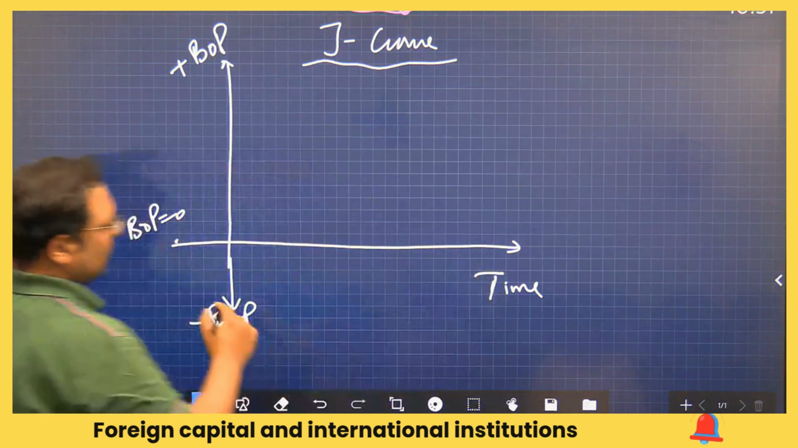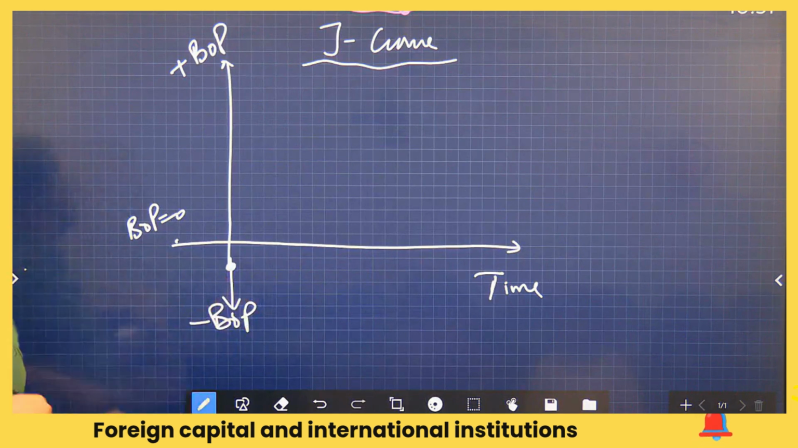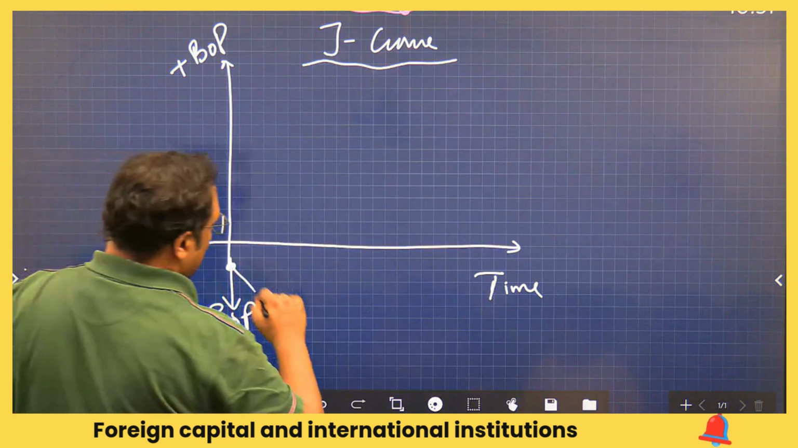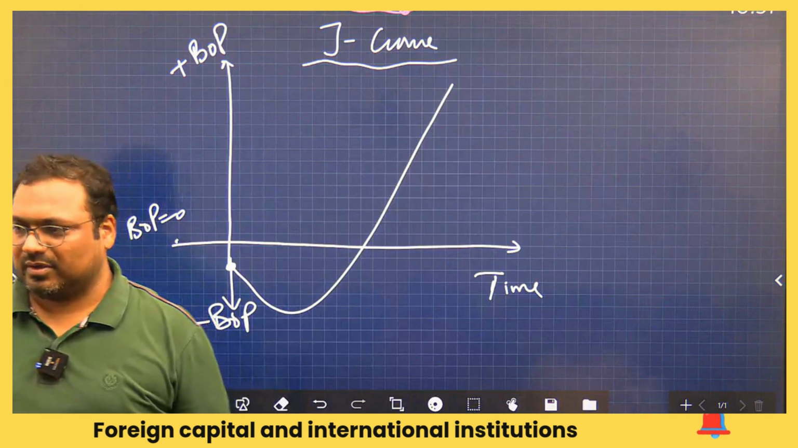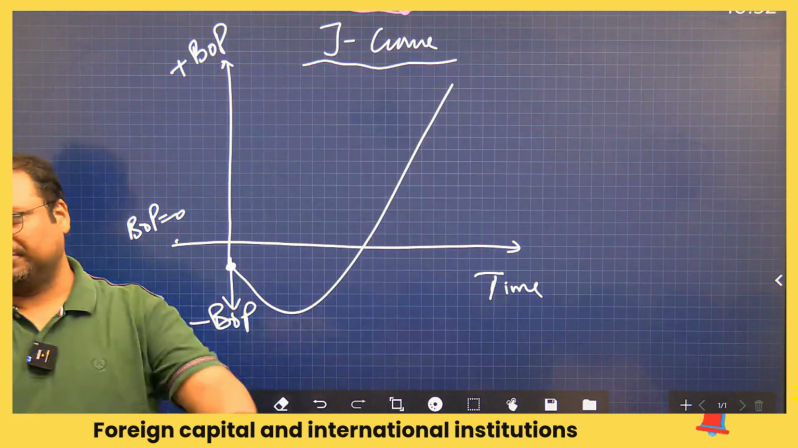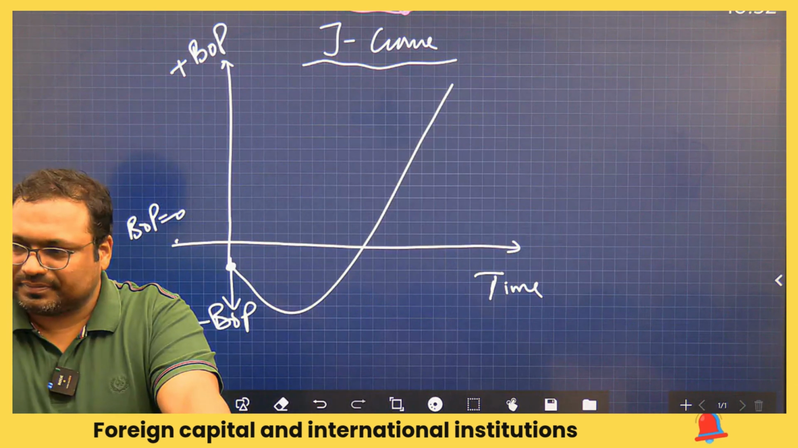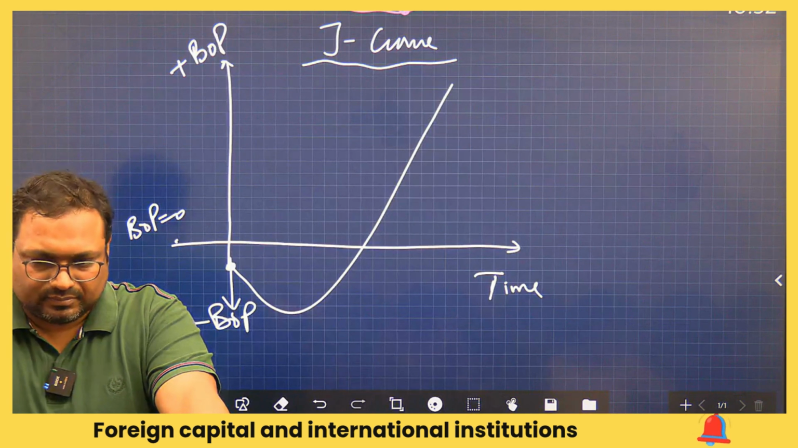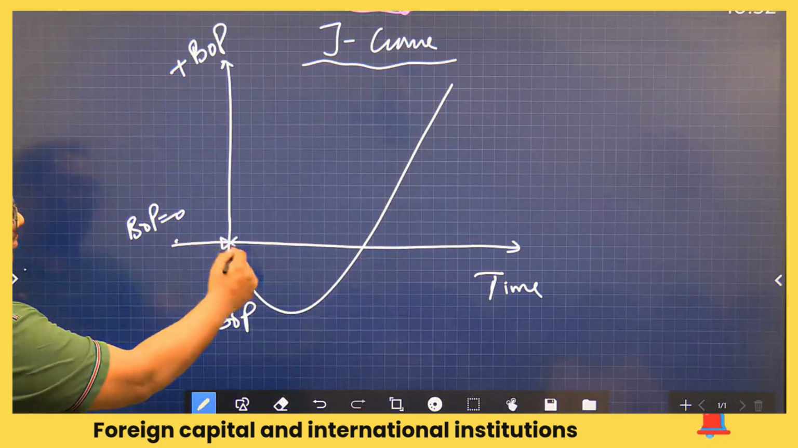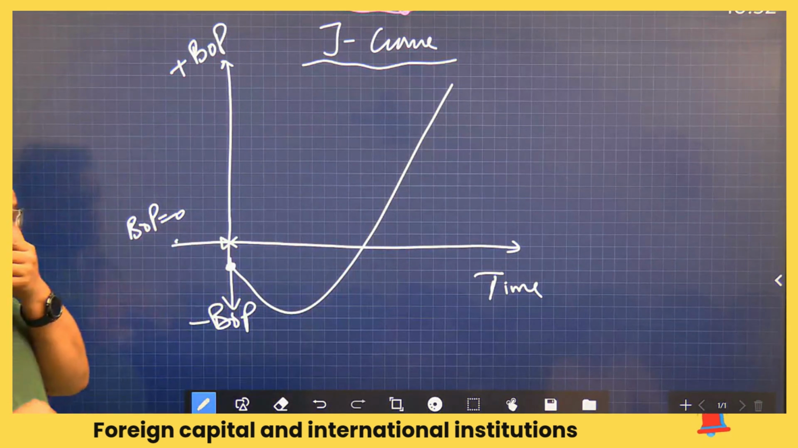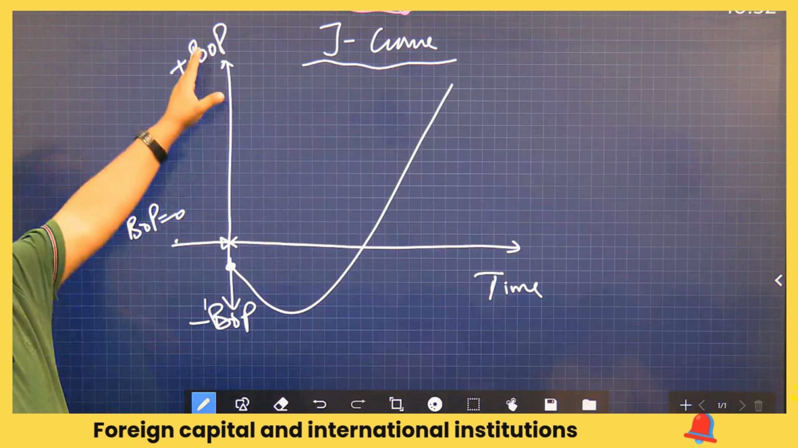Now it shows the trajectory once a country decides to devalue the currency. So first of all, make this, then we will continue further with the explanation part. First you make this curve. At this point, BOP is equal to 0. Okay. We are going down here, BOP deficit, and up here, BOP surplus.